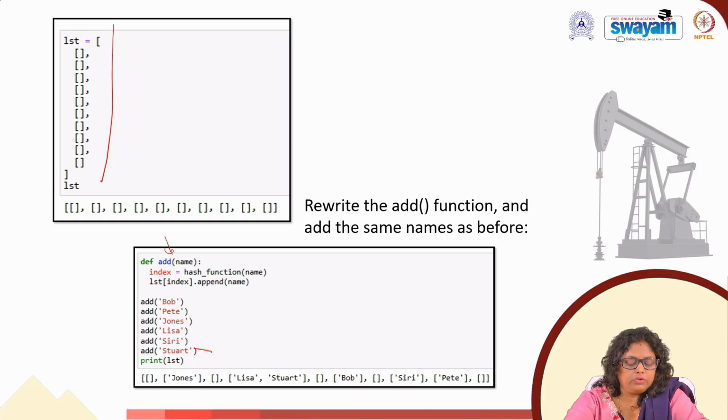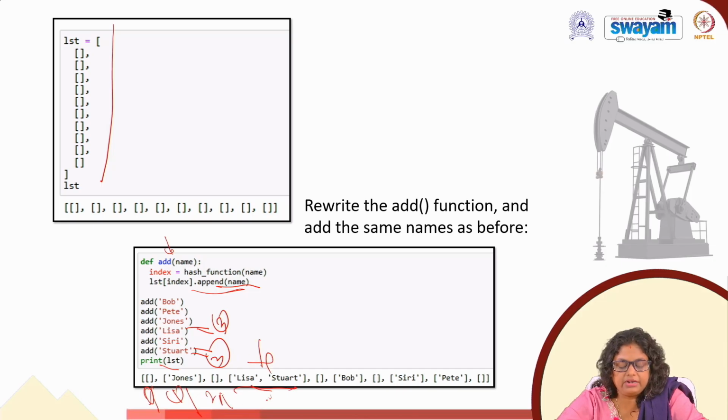Now we have Stuart and Lisa as well, which both will return index position 3. Now you can see define, again we have rewritten the add function. So add function, then index is hash function name, list index dot append name. So now we are adding this one. Now added all and print list. Now you can see here, position 0 vacant, then 1 and then 2 vacant, and the third position has both in the list.